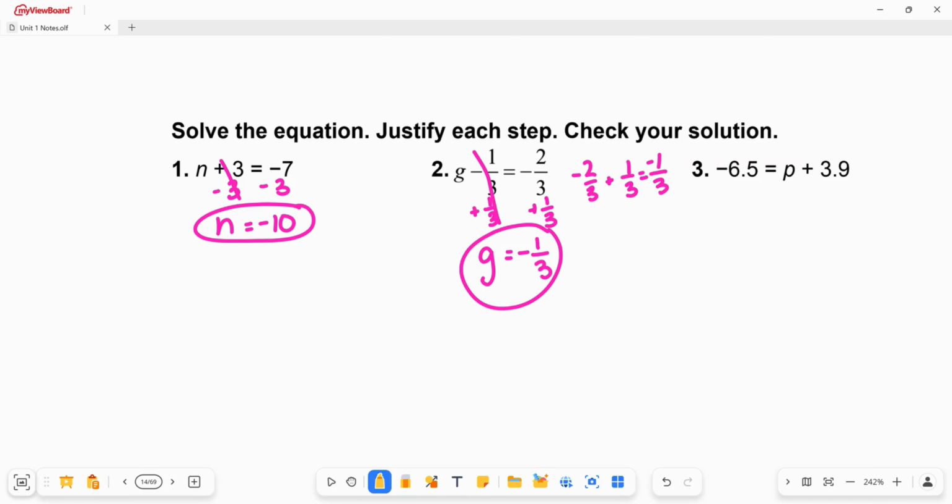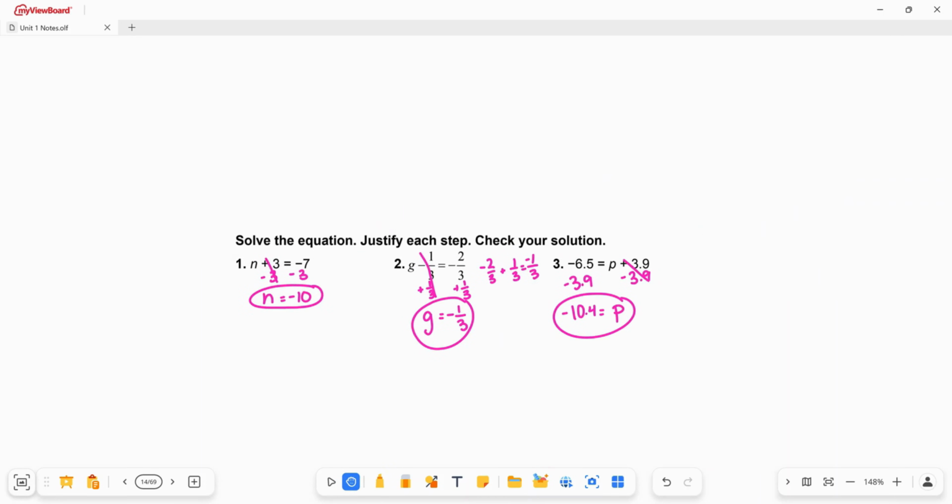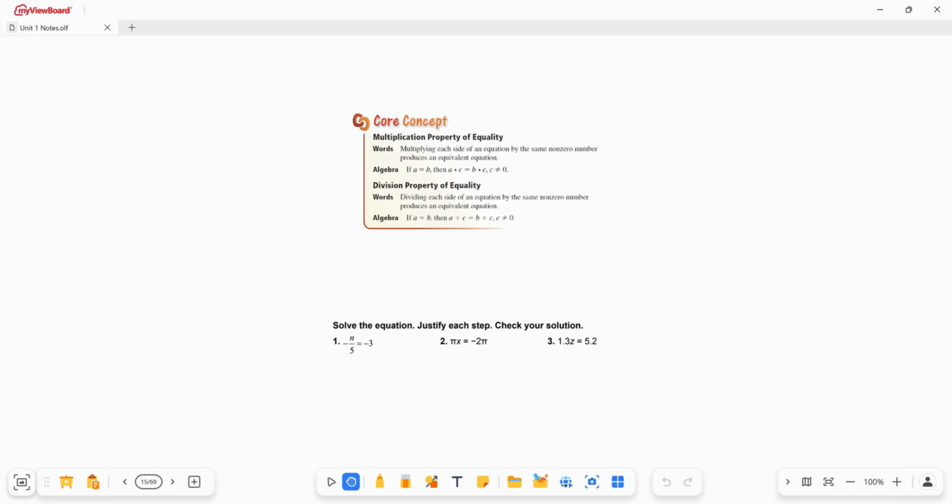All right, so then my last one here, identifying my letter, seeing the thing that's next to it, I'm going to do the opposite of it, meaning negative 6.5 minus 3.9 to get negative 10.4. All right, so addition and subtraction, very chill.